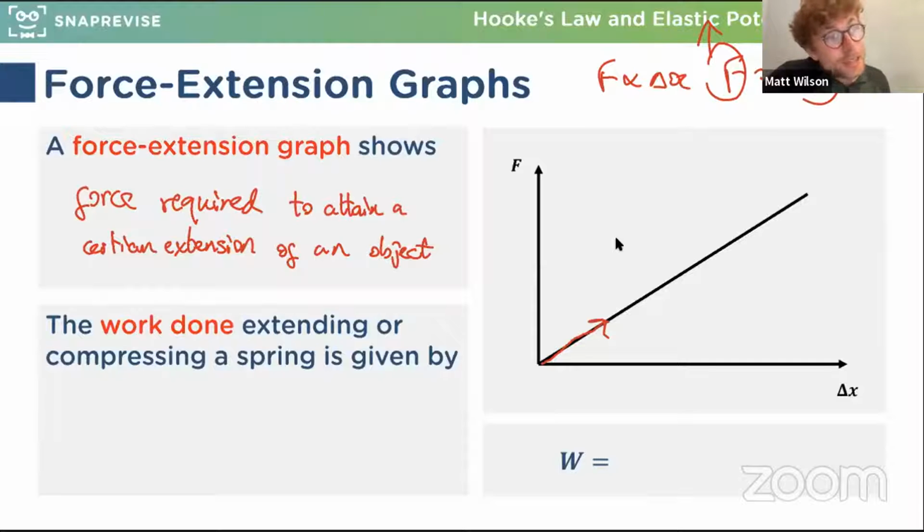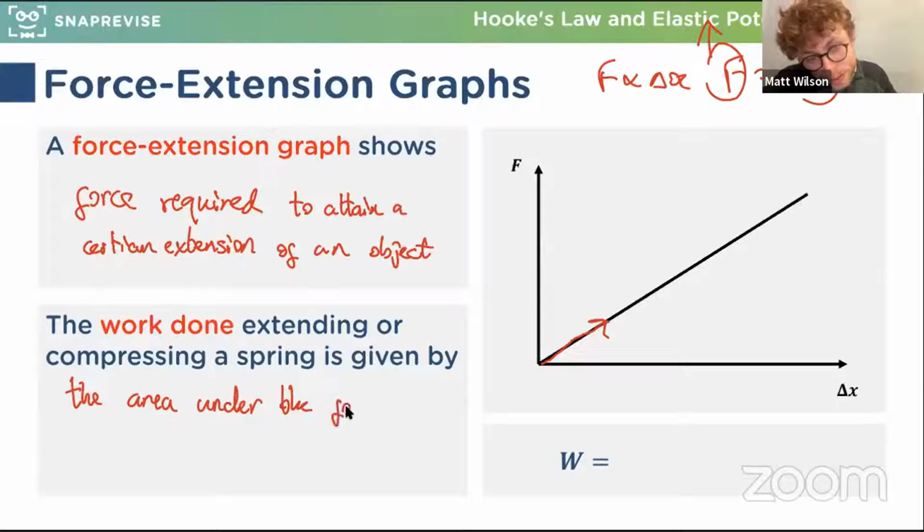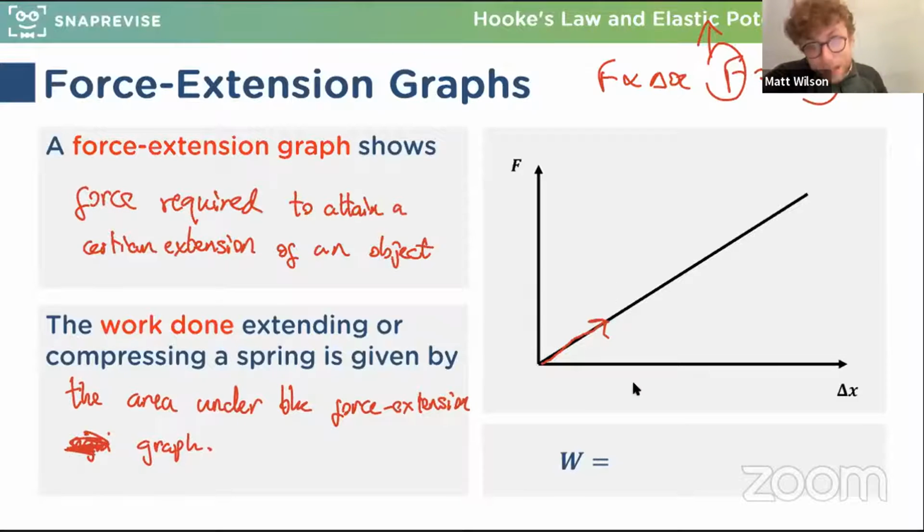Okay, now let's talk about the energy you have to put in to stretch a spring to a certain length. So the work done in extending or compressing a spring is given by, well, it's just like work done for any force. It is the area under the force against distance. In this case, the distance is the extension. So it's the area under the force extension graph. Good. Okay, so we can see this on the graph.